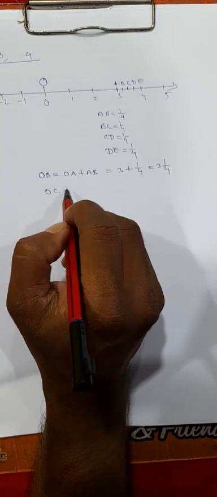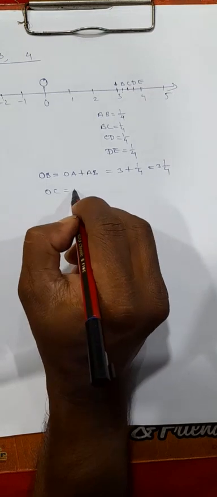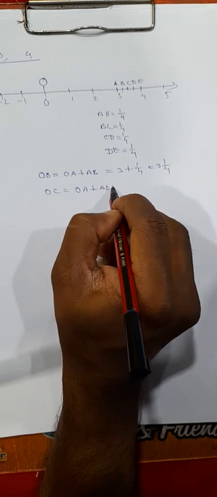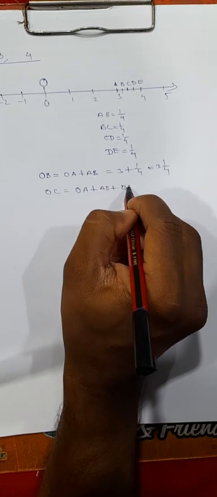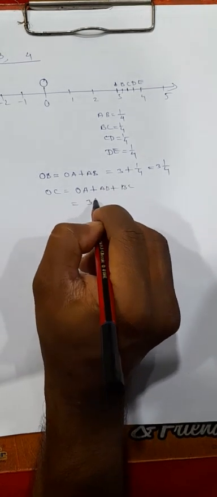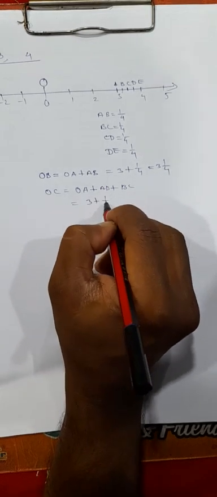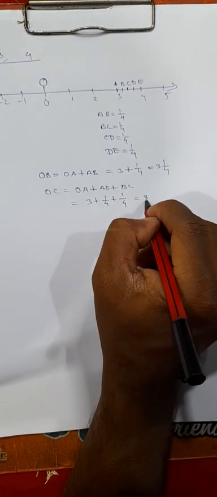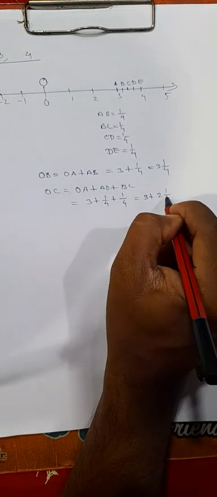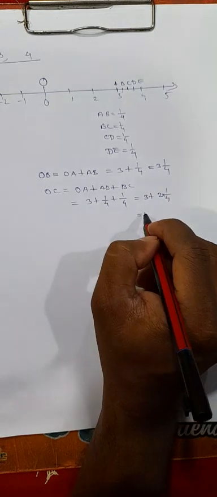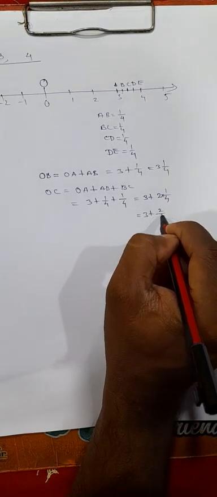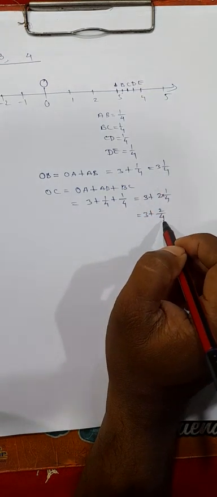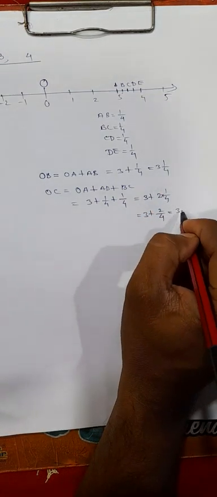Now OC, that means you get another number, the point C. The point C refers to the segment OC. OC means OA plus AB plus BC. OA means 3, AB equal to 1/4 plus BC equal to 1/4. That means 3 plus twice of 1/4, right? 3 plus 2 by 4. This was 3 and 1/4. This is 3 plus 2/4.